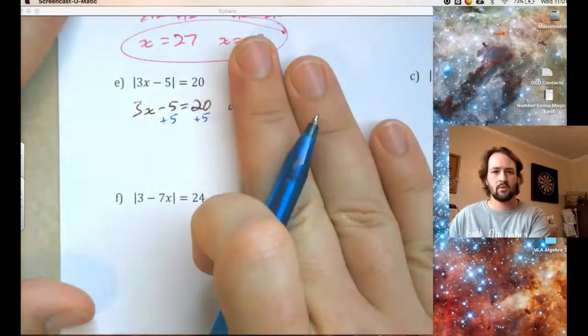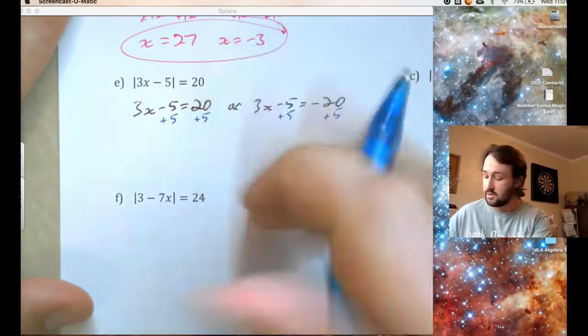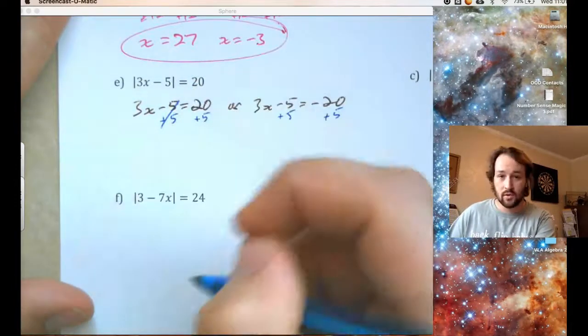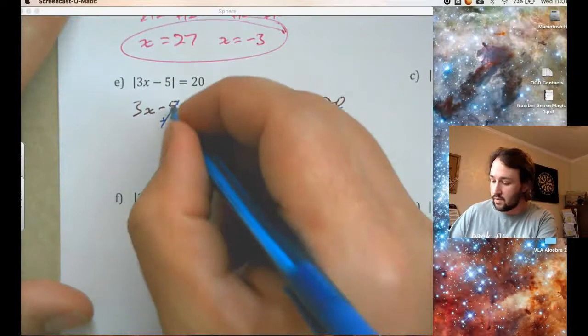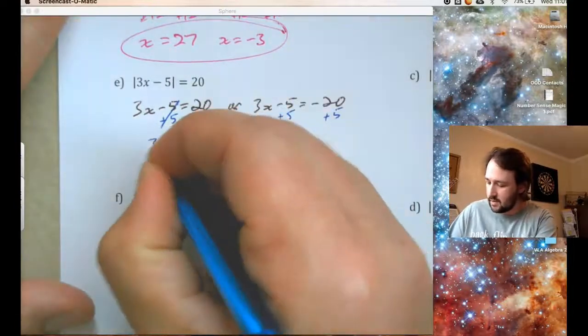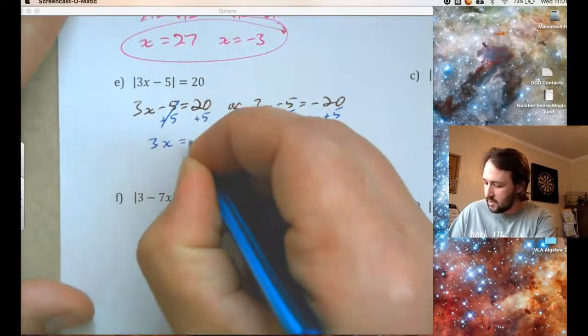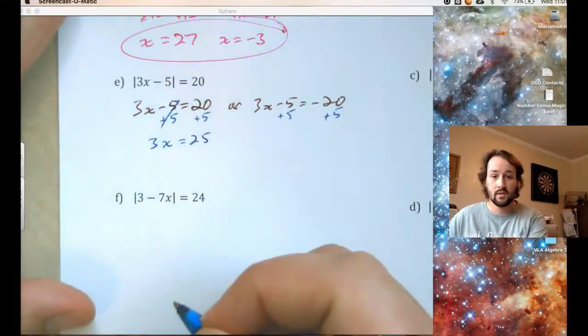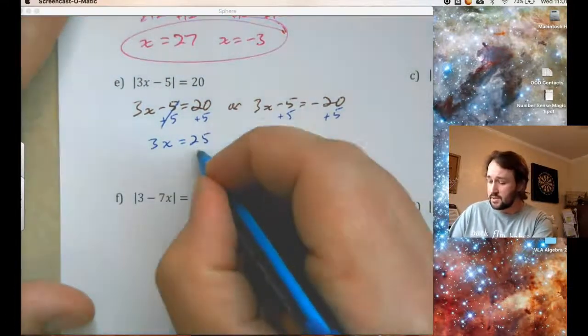So let's do that. 3x minus 5 equals 20. We'll need to add the 5 to the other side. Do that first before you divide by 3. Don't divide by 3, because then you'd have to divide the 5 by 3 and it gets ugly. So just make sure you add or subtract before you multiply or divide things to the other side. So now I have 3x equals 25.